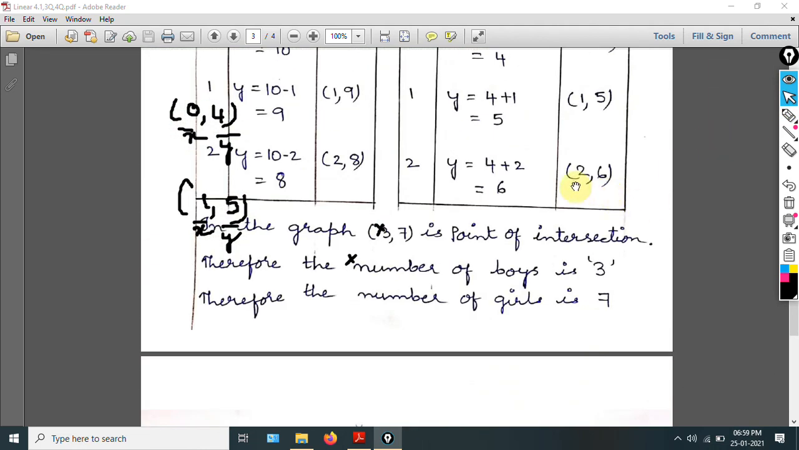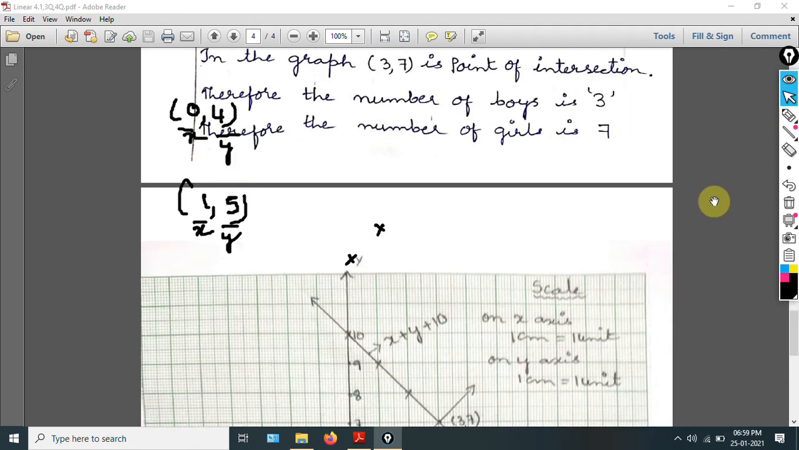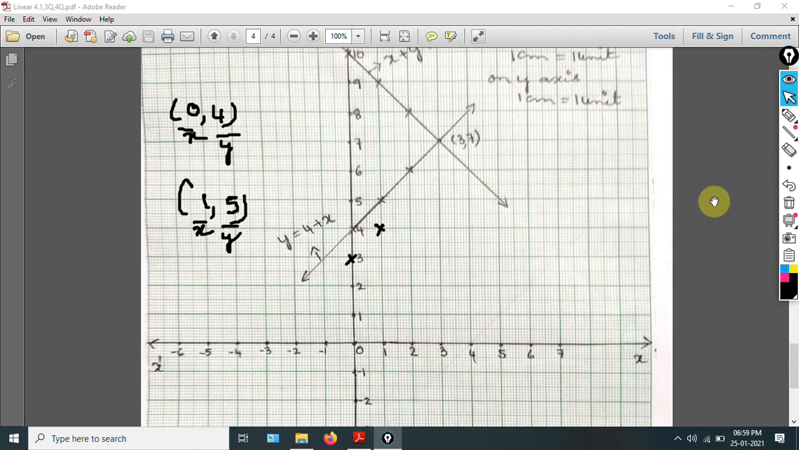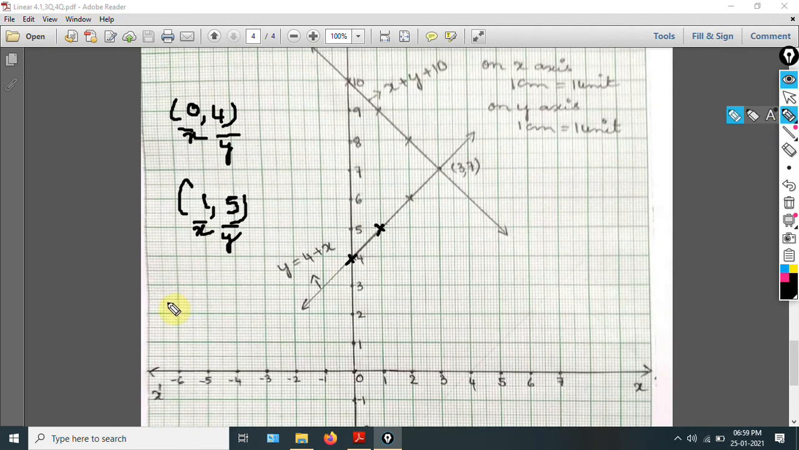The next point is 2 comma 6. I will write here the next point, 2 comma 6. This is the x value and this is the y value. So on the x-axis, where is 2? Here. From this position only we have to see where we are getting the y value. How much is y? 6. So from here we have to see where we are getting 6.